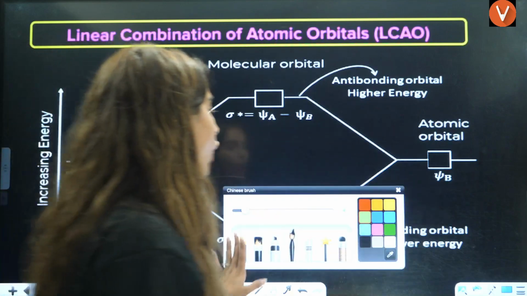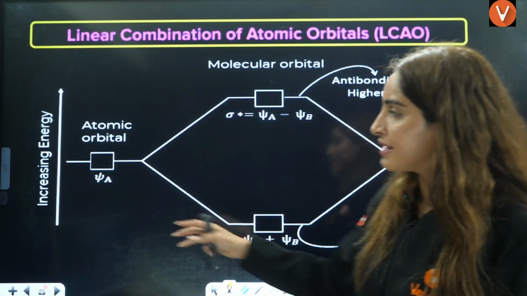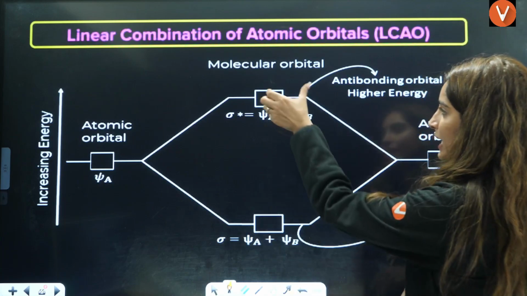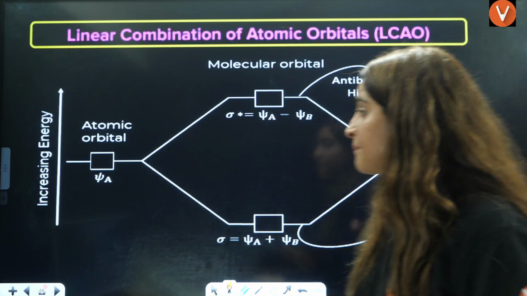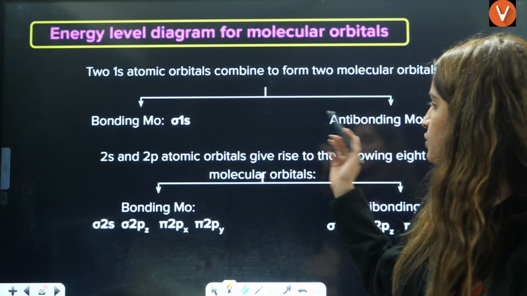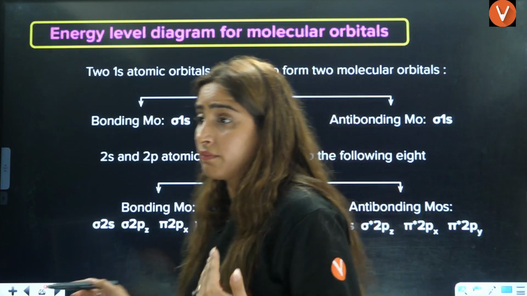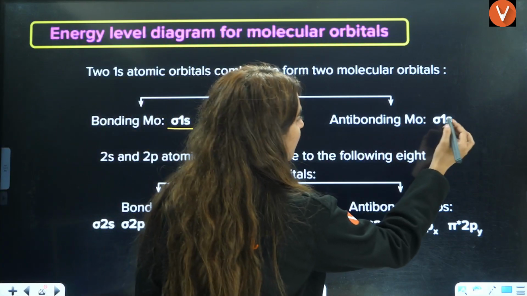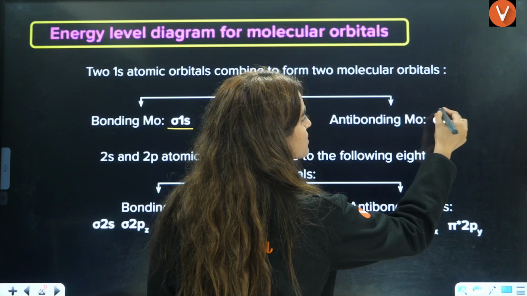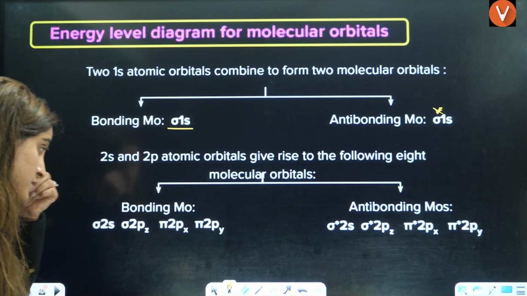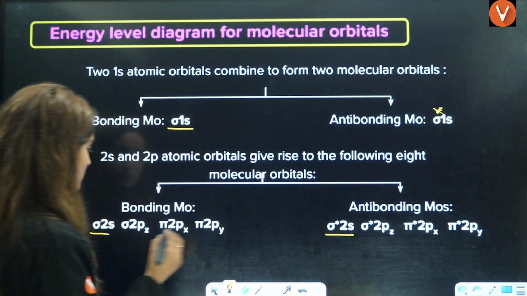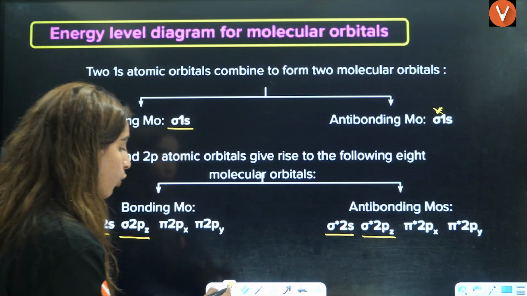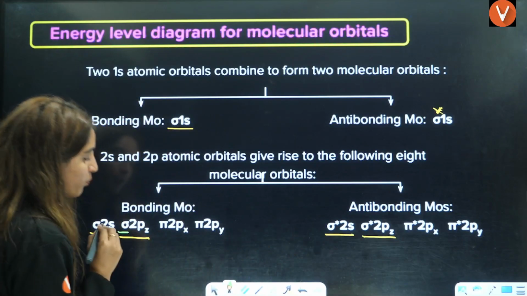Now here, let's say 1s from one atom and 1s from the other atom combine, and one bonding and one anti-bonding orbital will be formed. Similarly, 2s will combine, 2p will combine. Hence, we are going to have sigma 1s, sigma star 1s. We will have sigma 2s, sigma star 2s, sigma 2pz, sigma star 2pz. It's very important to note down that this is sigma 2pz.